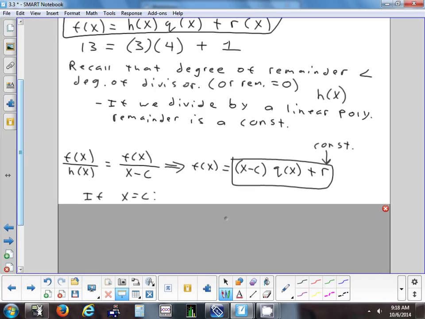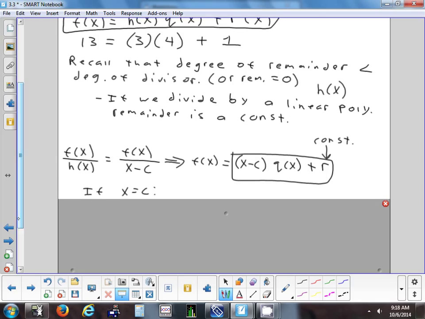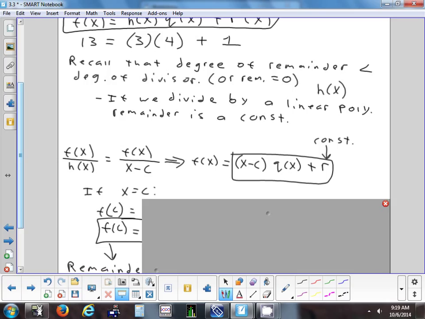Okay, now let's look at what happens if x equals c. I want to focus on what would happen in this equation on the right-hand side. So I want to basically look at f of c, not f of x, but f of c. What would happen in this first term right here, where I have x minus c? If x and c are the same, what is that going to become? 0. Yeah, it's going to become 0.